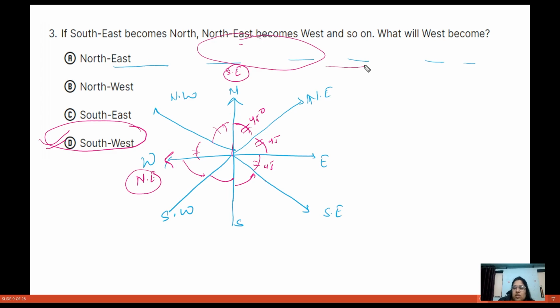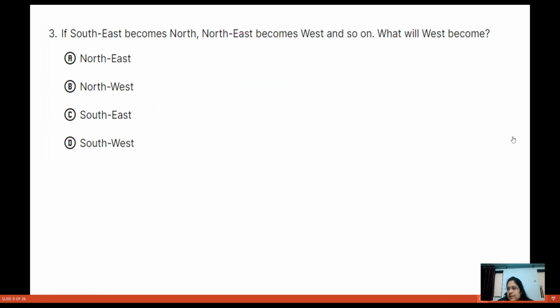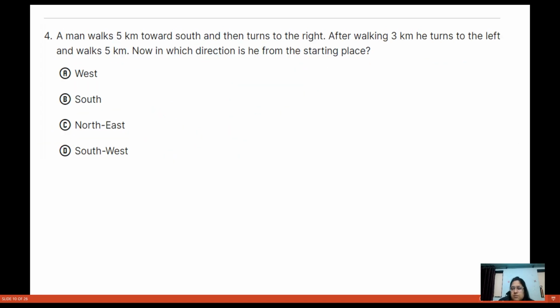Now I am getting the idea that this is becoming southeast. What will west become? West will become 45 degree from here, 45 degree from here, and 45 degree from here. So that is becoming southeast. So this is how we do these kinds of questions. This is simple. Now let's move forward.